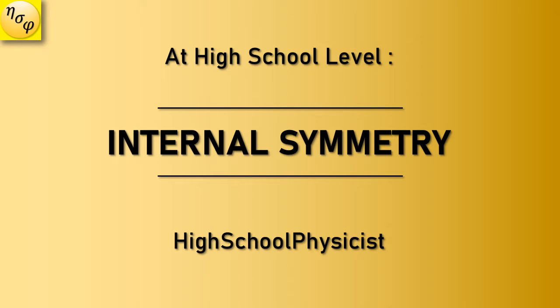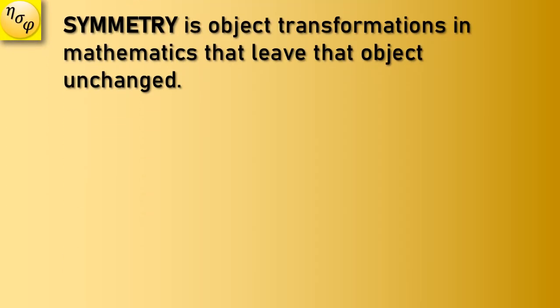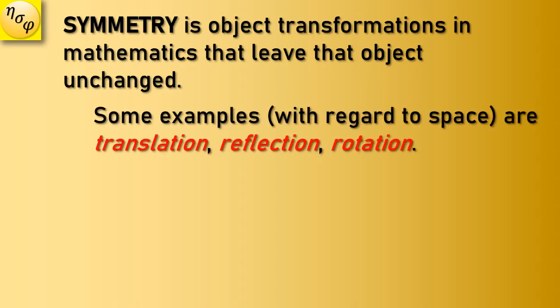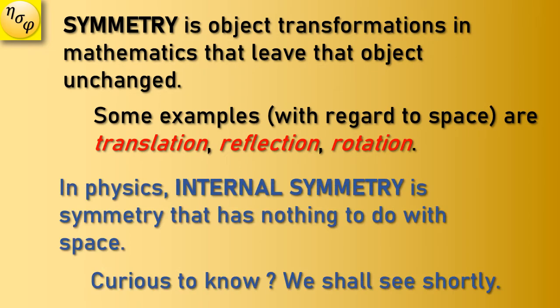Today I'm going to be talking about a topic called internal symmetry. Symmetry is object transformations in mathematics that leave that object unchanged. Some examples with regard to space are translation, reflection, and rotation. In physics, internal symmetry is symmetry that has nothing to do with space. Curious to know? We shall see shortly.